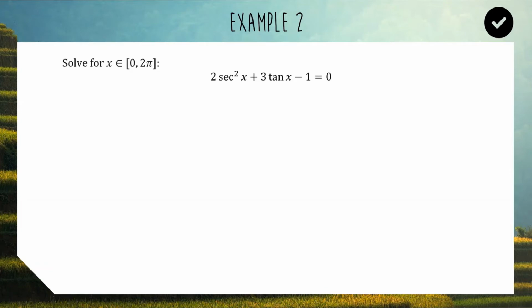So for this one, it's almost convenient because it kind of looks like a quadratic. You've got something squared, something, and then a constant. The only problem is that these two don't match. We have a tan here, and we have a sec squared here. Although, if we are clever and if we know our identities, we can actually fix this up.